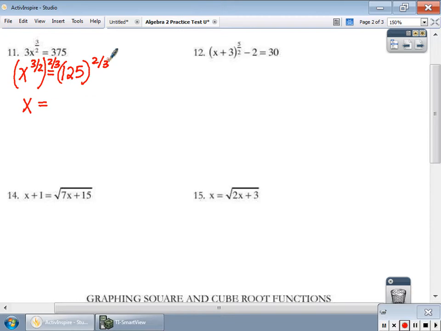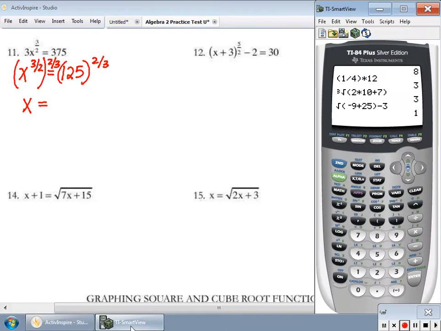Now when you're solving, you can go ahead and type that into your calculator because you've shown me your work how to solve. And so we're going to go in parentheses. I always like to use parentheses for my base just in case something's negative. Caret in parentheses 2 divided by 3, close my parentheses, and we're getting 25 here.